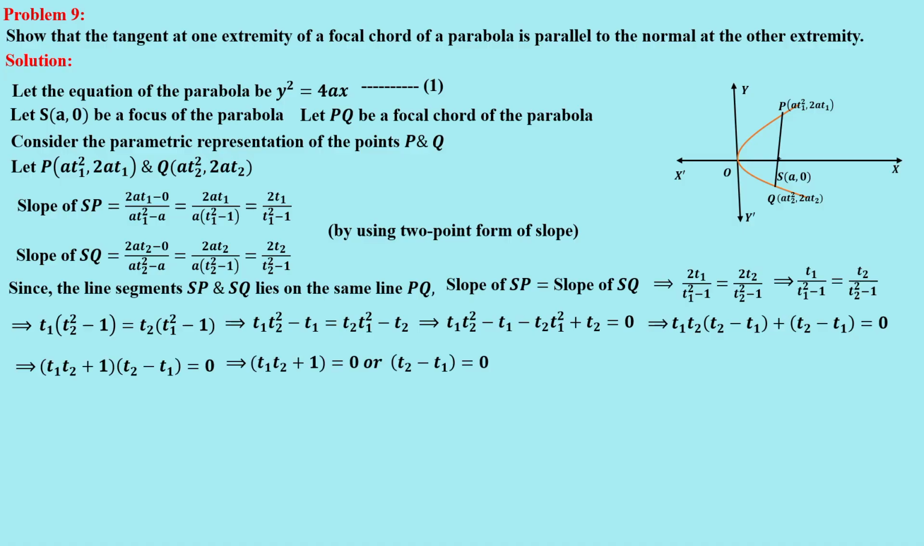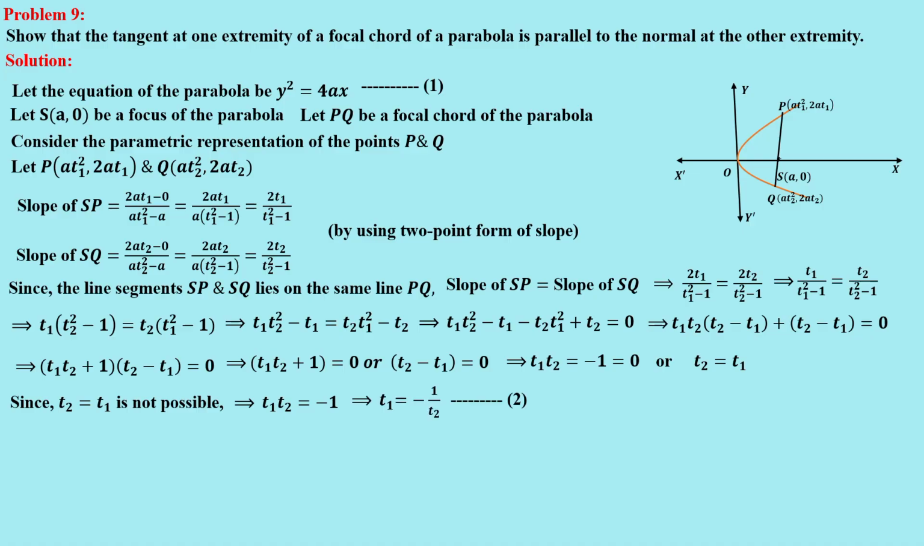So here there are two possibilities: either t1 t2 plus 1 equal to 0 or t2 minus t1 equal to 0. Suppose t2 minus t1 equal to 0, that means t2 is equal to t1. Suppose t1 equal to t2, then what will happen? P coincides with Q, so there will be no focal chord. So that case is not possible. So the only possibility is t1 t2 is equal to minus 1. That means t1 equal to minus 1 by t2. That is equation number 2.